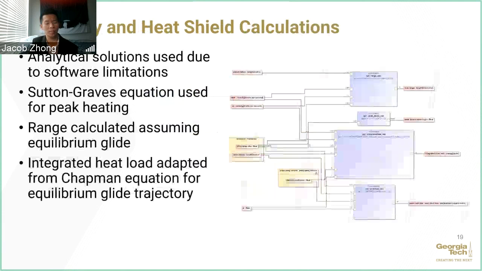And moving on to the trajectory and heat shield calculations, this was again represented by a parametric diagram. Because of the limitations of the software, analytical solutions were used as approximations. For example, for peak heating, the Sutton-Graves equation was used. For range, that was calculated by assuming equilibrium glide, which is a fairly good approximation for most of the trajectory while the vehicle is still at supersonic, hypersonic speeds. And finally, the integrated heat load is adapted from the Chapman equation for that aforementioned equilibrium glide trajectory. And so these analytical equations were modeled inside the constraint blocks, and the values of interest like max range and peak deceleration were calculated through these. And finally, here we have the solved instances.